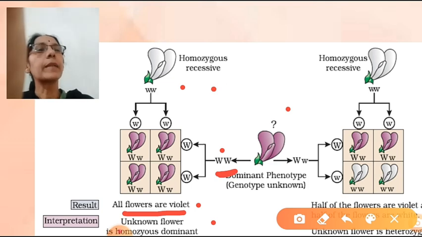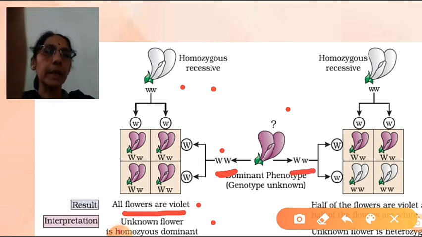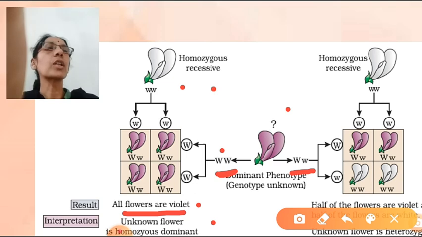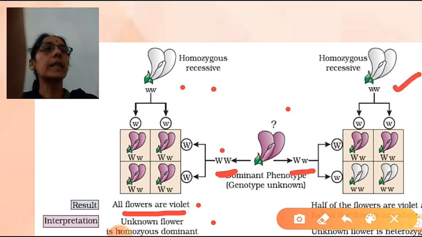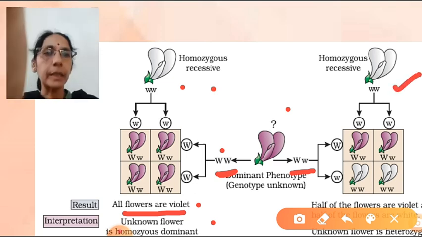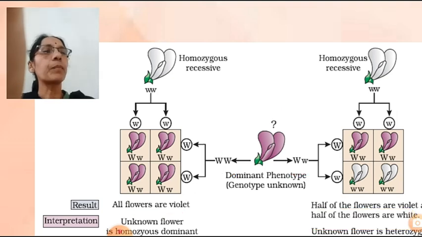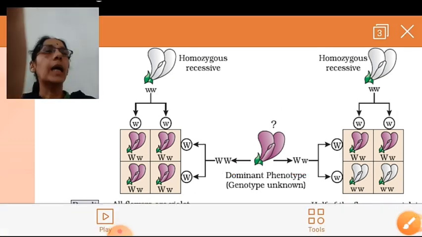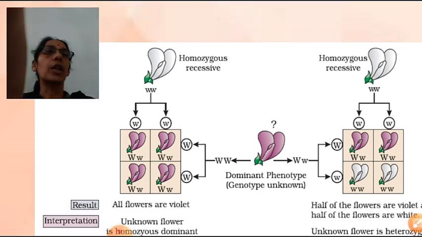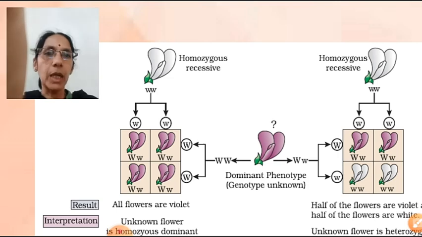Second time, we have taken it under heterozygous condition. Again we are crossing it with which one? We are crossing it with the white flower. Here we are getting half, 50% flowers purple and the other 50% white. That means after the test cross, if we get a 1:1 ratio, the unknown organism is heterozygous.